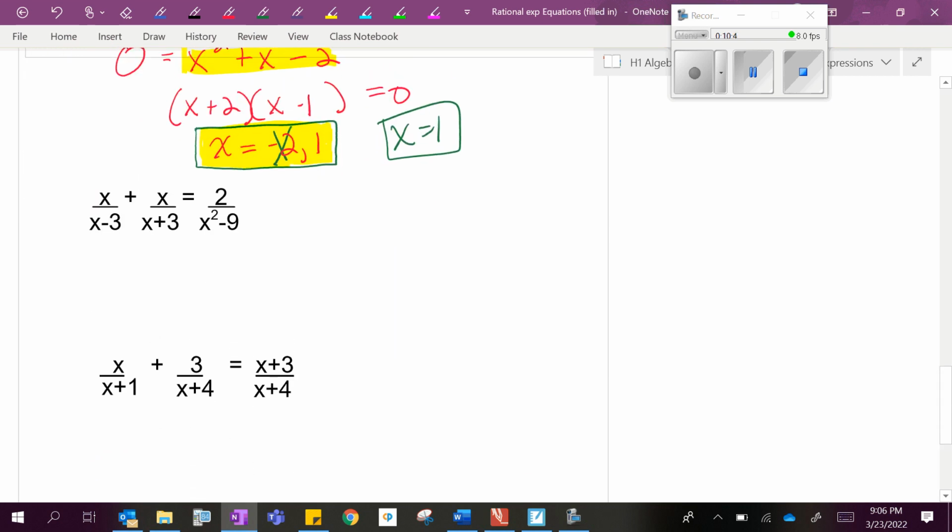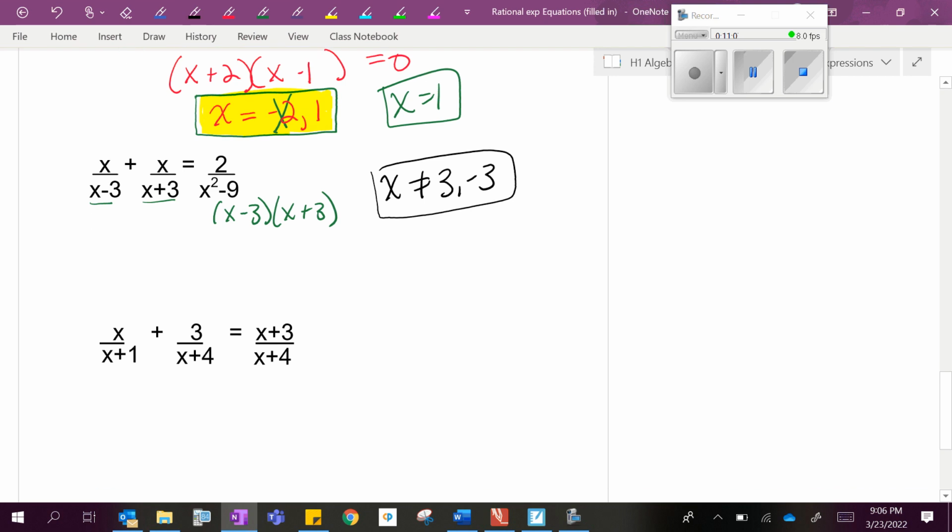So if we look here again, let's start out with that. So this x - 3 is factored, x + 3 is factored, x² - 9 is x - 3, x + 3. So now when we set up our domain restrictions, we have that x cannot equal 3 or -3, right? Because those values would set the denominator equal to 0. Okay, so let's just start with that so we know if we find one of those values as our answer, we have to disqualify it.